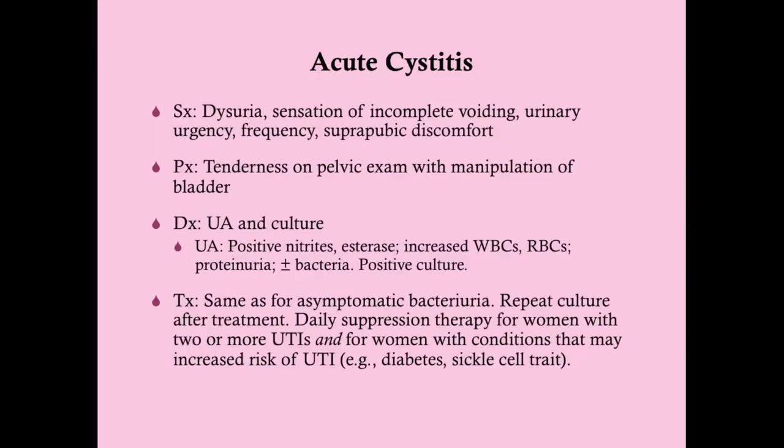So acute cystitis is a bladder infection, and of course this is going to be symptomatic. So what are the symptoms of bladder infection? Well, pain on urination, a sensation of incomplete voiding. This is a very, very specific symptom for a bladder infection. Urinary urgency, so they feel like they need to go. Frequency, they need to go often.